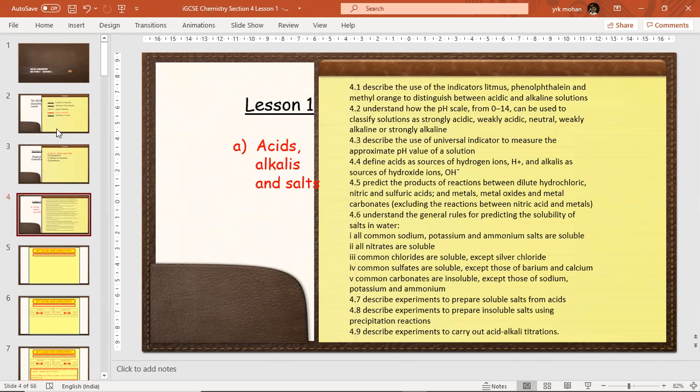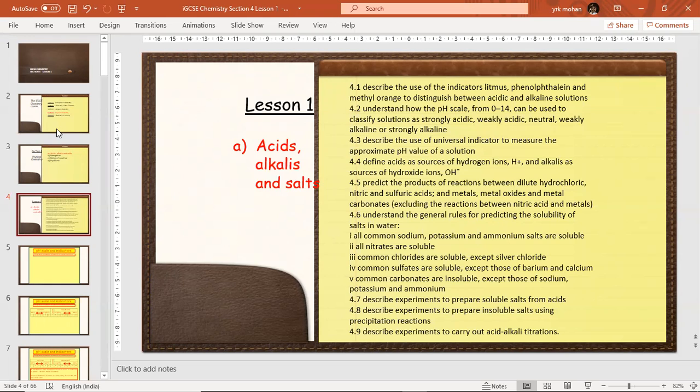And also in this session, I will describe the use of universal indicators to measure approximate pH value of solutions, and define acids as solutions, sources of hydrogen ions, and alkalis as sources of hydroxide ions, and predict the products of reactions between dilute hydrochloric, nitric, and sulfuric acids, and metals, metal oxides, and metal carbonates, including the reactions between nitric acid and metals.